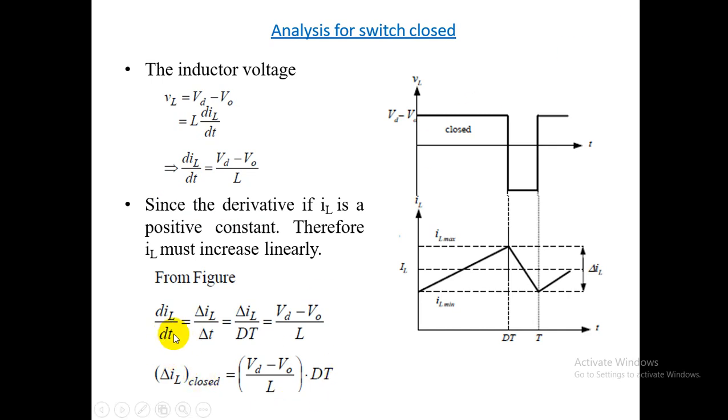That is dIL upon dt, the change in current flowing through the inductor with respect to time. We can write this in terms of time, dt up to t on condition, that is equal to Vd minus V naught, equal to VL. From this we can write the equation for the current flowing through the inductor: Vd minus V naught upon L into dt.